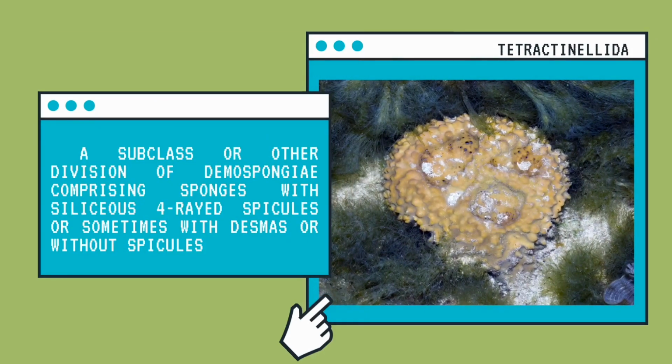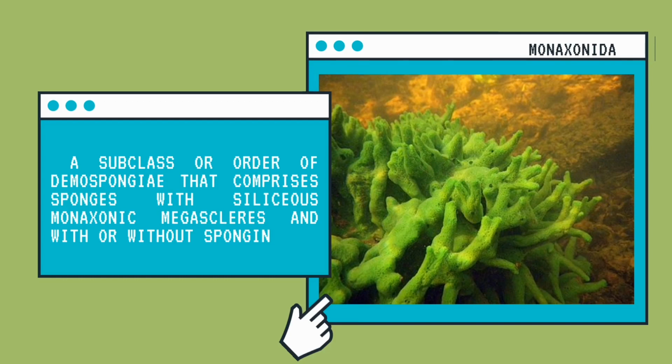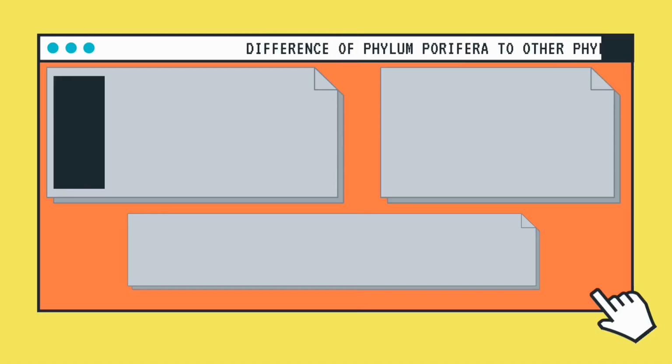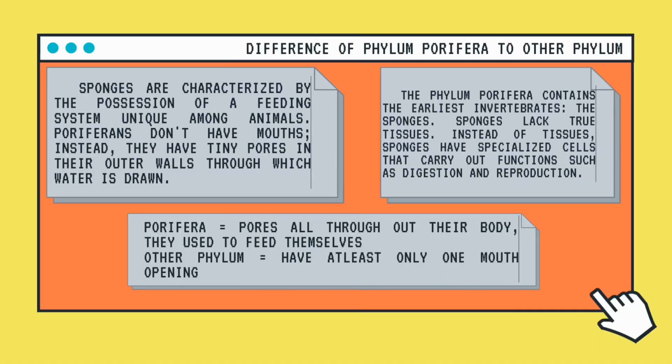Demospongiae subclasses. Tetractinellida, a subclass or order division of Demospongiae comprising sponges with siliceous four-rayed spicules, sometimes with desmas or without spicules. Monaxonida, a subclass or order of Demospongiae that comprises sponges with siliceous monaxonic megascleres and with or without spongin. The difference of phylum Porifera to other phyla.